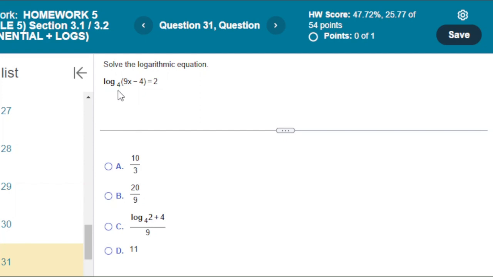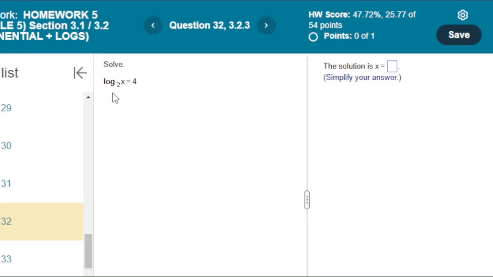Now this one's a little easier because it's already log base something of something equals something. So you'd write it as 4 squared equals this. So basically 16 equals 9x minus 4, and you'd solve that for x. This one's very straightforward, very simple.